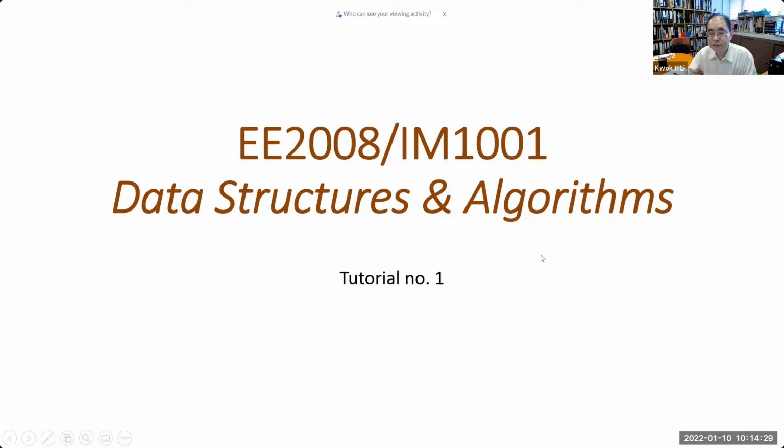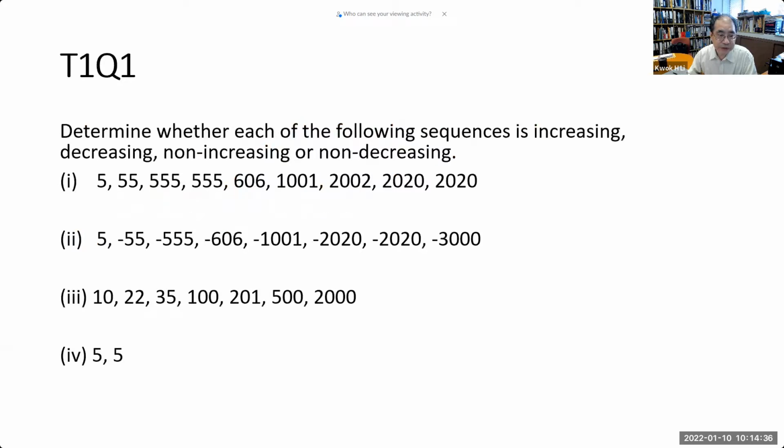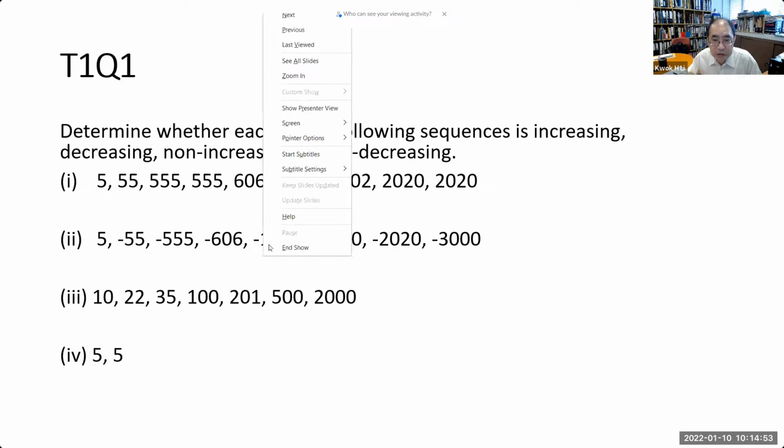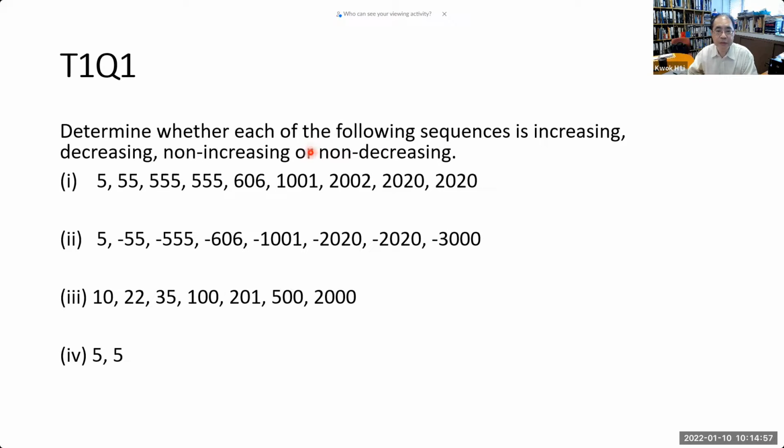Okay, so we studied tutorial number 1. We have 7 questions, and the first one is very simple. You have the sequence, and you want to describe it as increasing, decreasing, non-increasing, or non-decreasing. Let me get the pointer first. This pointer, right? So you have increasing, decreasing, non-increasing, non-decreasing.